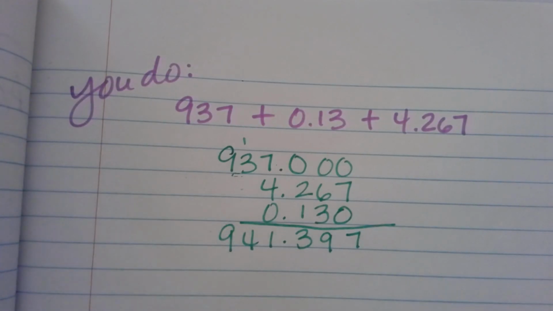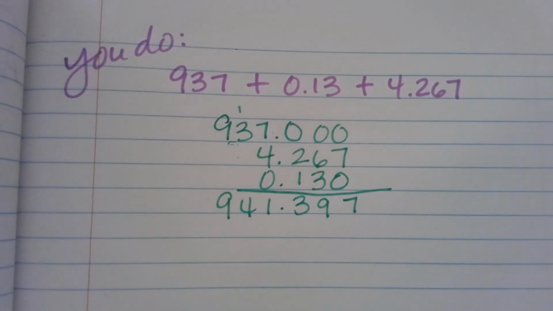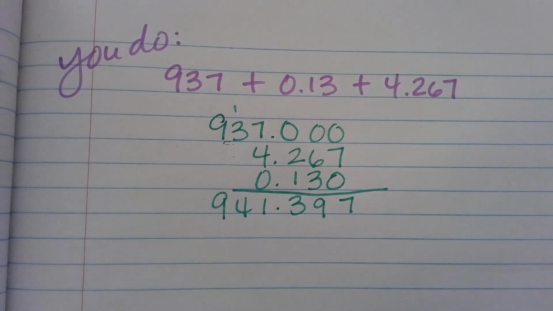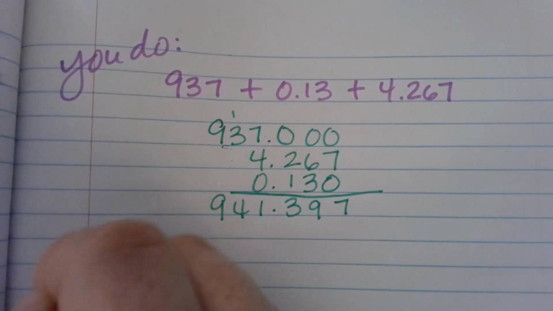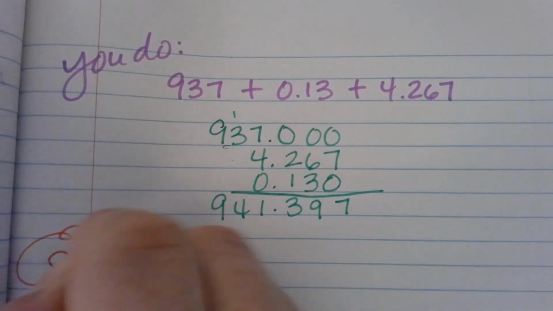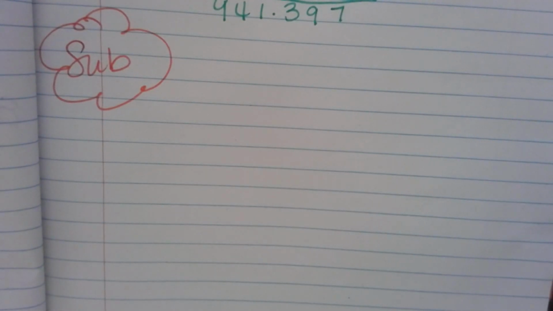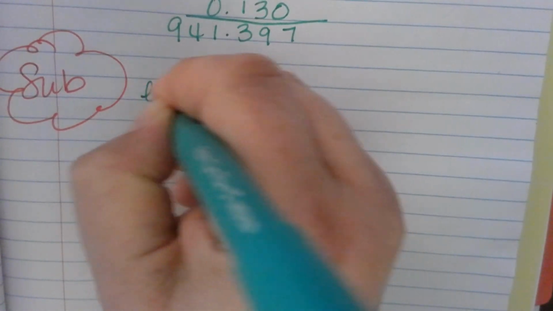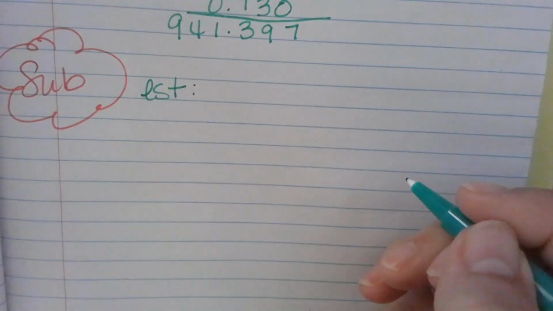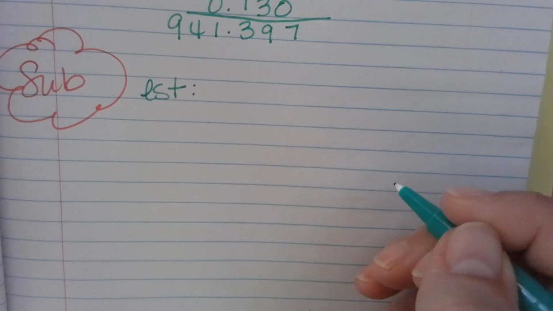I'll take it. All right, let's go ahead and look at subtraction. Subtraction is going to be a lot like the addition, only those zeros are necessary. There's no deciding whether I want to do it or not. We're going to do it. Let's go ahead and we will estimate these as well.